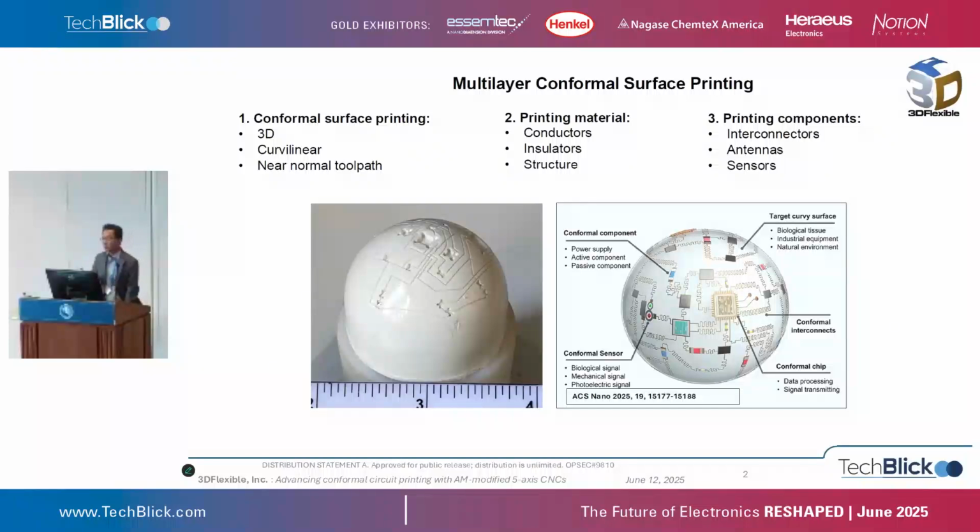So let's go through some of the definitions of conformal surface printing. A conformal surface is not something that's slightly curved. We're talking about this kind of curve. That is the conformal. So it's more like a real 3D, like a 1:1:1 or 1:1 ratio, and it's curvilinear, and also it's a near normal tool path.